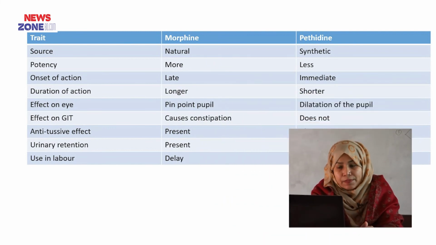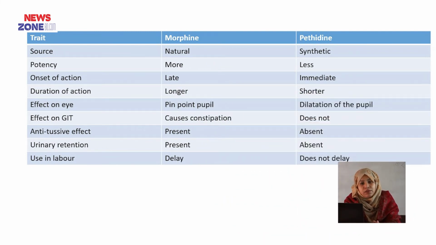Now, it is a very important slide. What are the differences between morphine and pethidine? Morphine source is natural and pethidine is synthetic. Morphine is more potent than pethidine, that means it is 10 times more potent than morphine, and onset of action is late in case of morphine than pethidine, and duration of action is shorter in case of pethidine than morphine. And what are the effects on the eye? The effect on the eye is pinpoint pupil in case of morphine, but pethidine causes dilatation of the pupil.